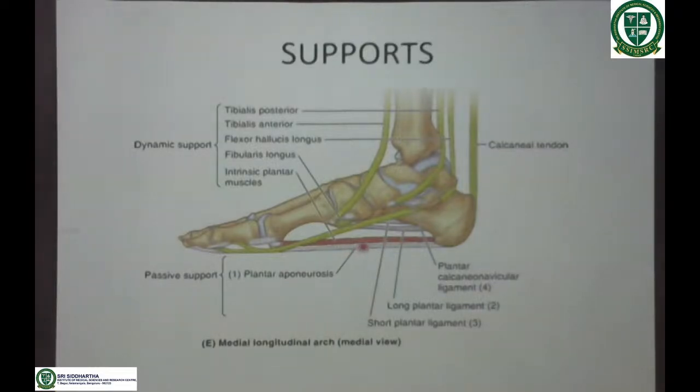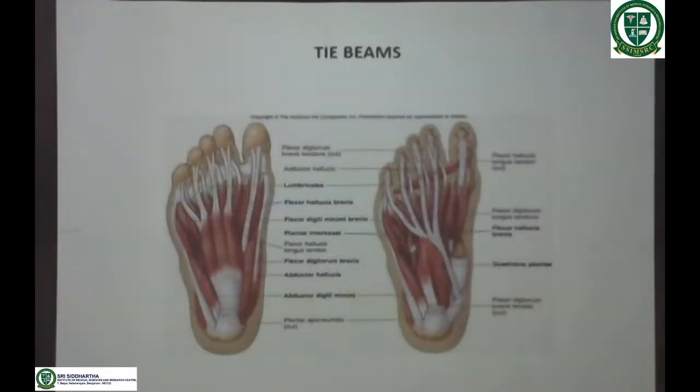This is the plantar aponeurosis. Remember the plantar aponeurosis: it is a modification of the deep fascia on the superficial aspect of the foot. Once we reflect the skin, first we see the plantar aponeurosis. That forms the tie beam. Then, deep to the plantar aponeurosis, you can see the first layer muscles. Which are the first layer muscles? In this figure we are seeing the first layer of the sole of the foot.